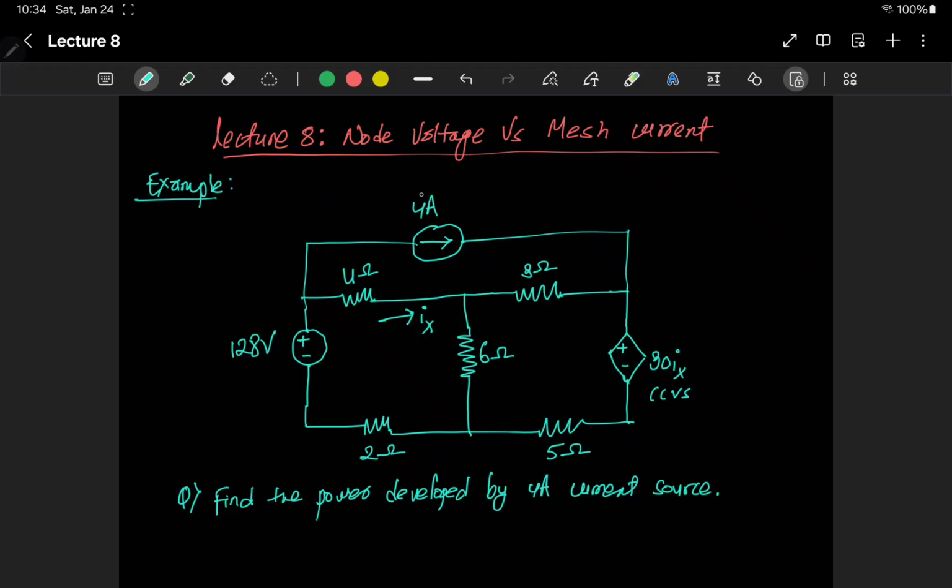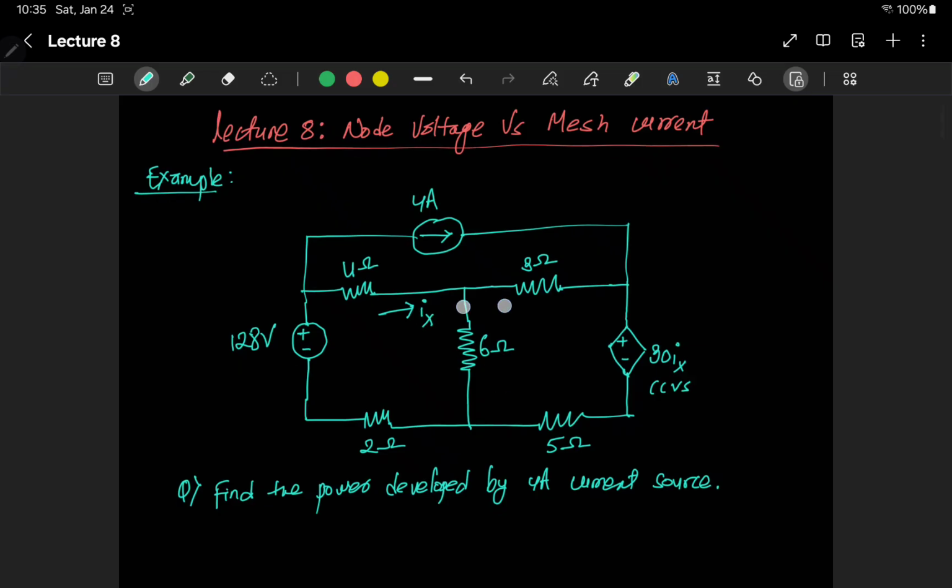A few things to note on this circuit diagram: we have an independent voltage source which supplies 128 volts here, and then we have a current controlled voltage source, or dependent voltage source, which supplies a voltage of 30 ix, which is controlled by the current here in the 4 ohm resistor, which is given by ix.